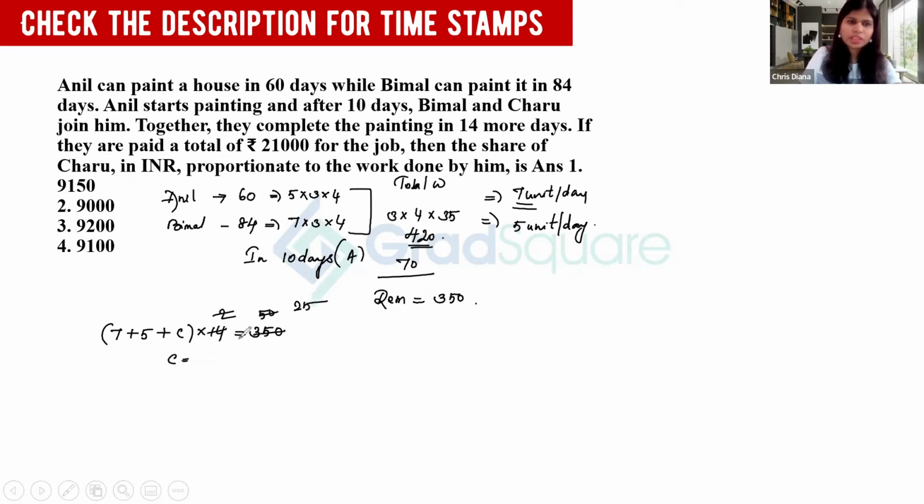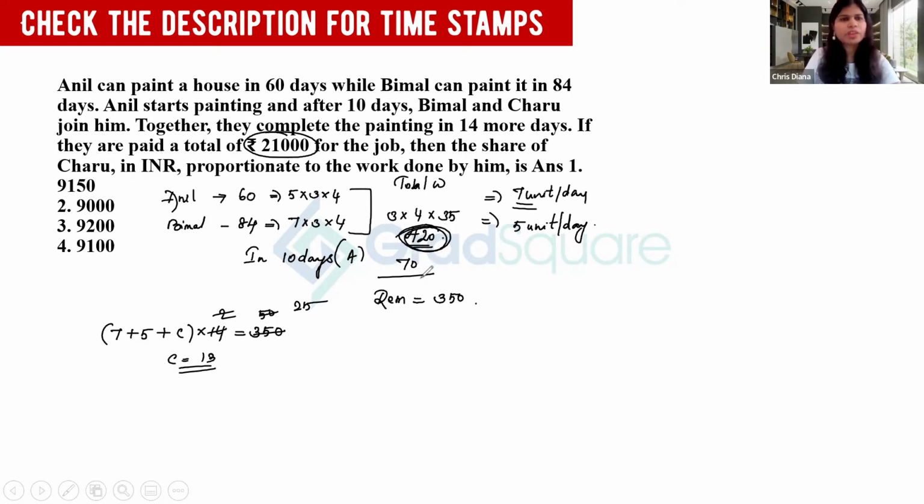So I'll end up with C is equal to 25 minus 12, which is going to be 13. Okay. Now let's go and see what the question is. If they're paid a total of 21,000 for the job, then the share of Charu in INR proportionate to the work done by him is. See, the total work is 420 units.